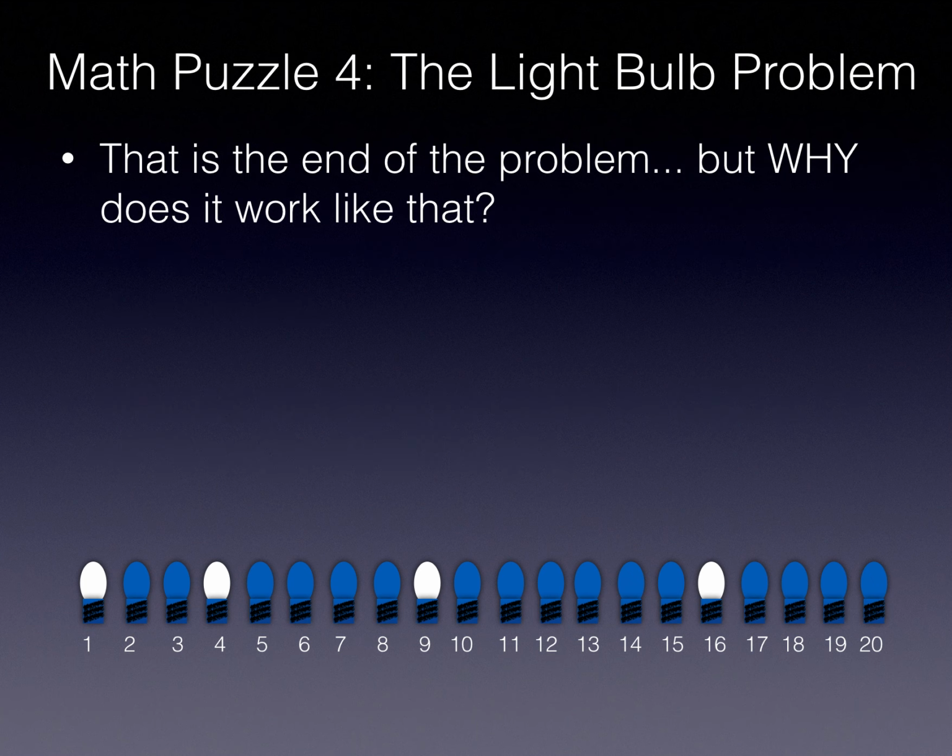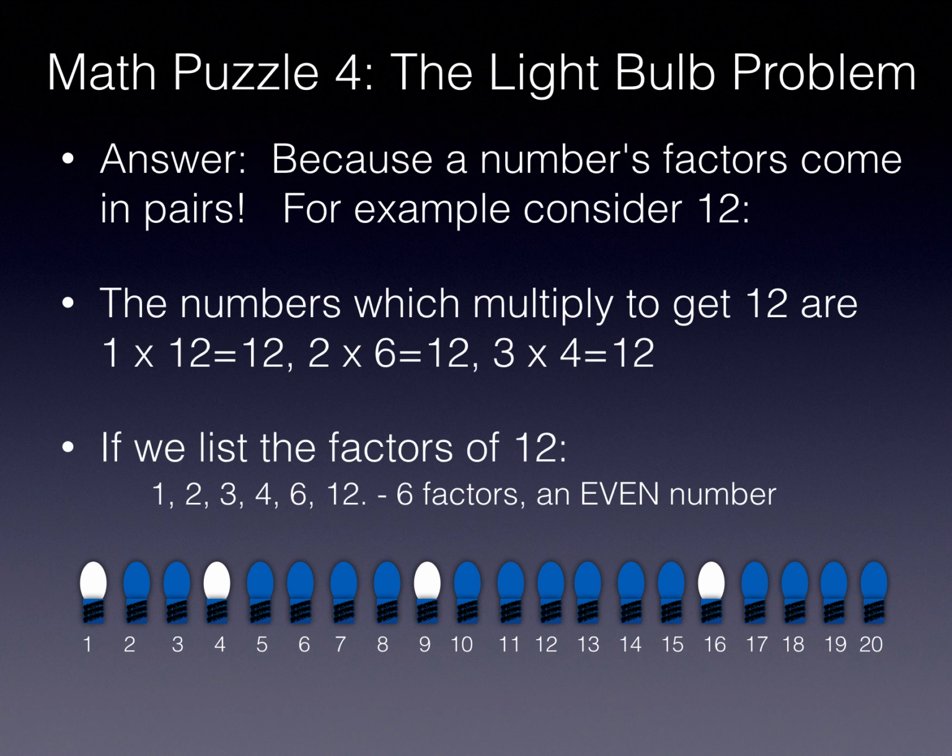We've solved the problem. Now, some of you may wonder, why does it work like that? So everything from here on out is extra. But why is it that only the perfect squares remain on? Well, the answer is because of the number's factors. In other words, the numbers which multiply together to make that number. And it's that way because factors always come in pairs.